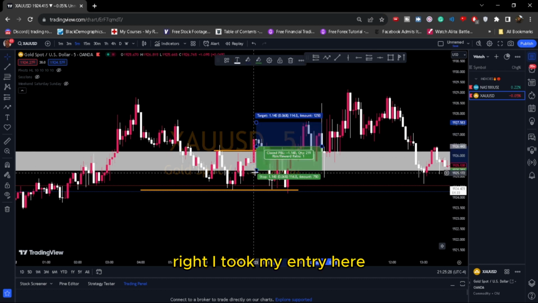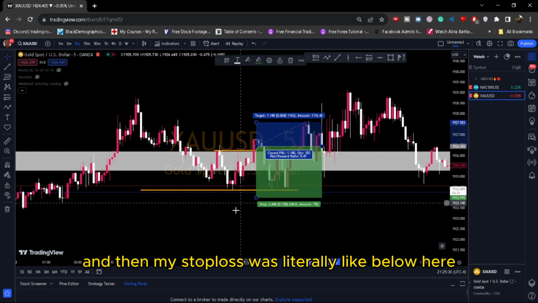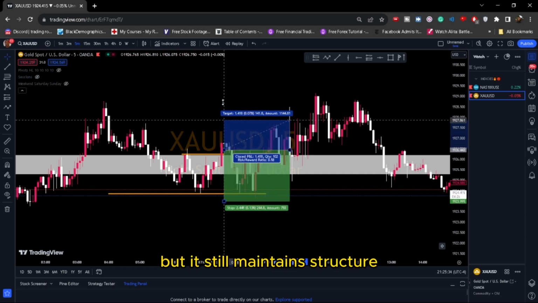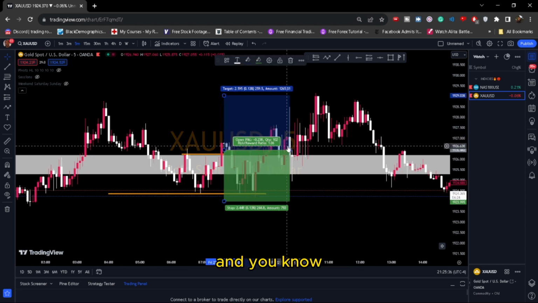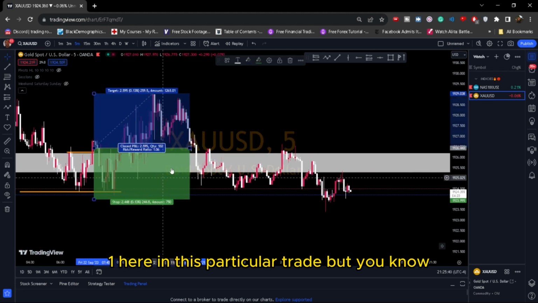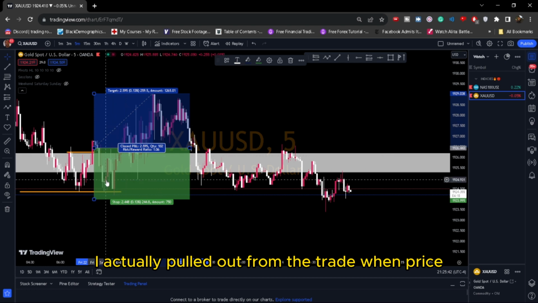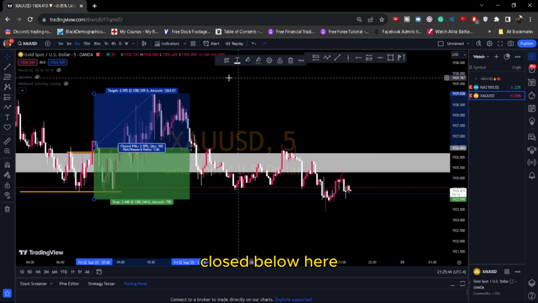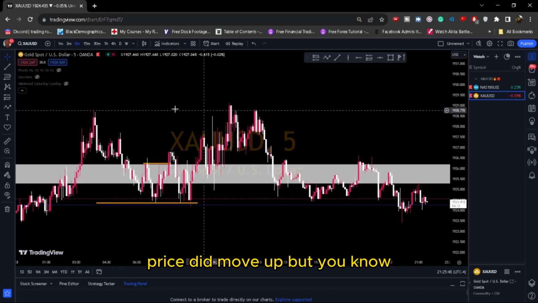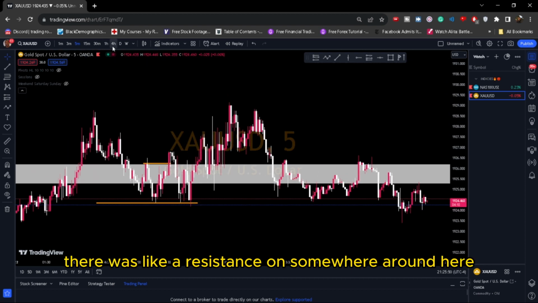I took my entry here, and my stop loss was literally below here. And as you can see, price did try to take me out, but it still maintained structure. I would have gotten like a 1-1 in this particular trade, but I pulled out of this trade when price closed below here. As you can see, price did move up, but there was a resistance zone somewhere around here.